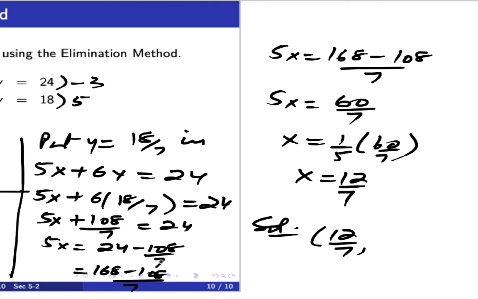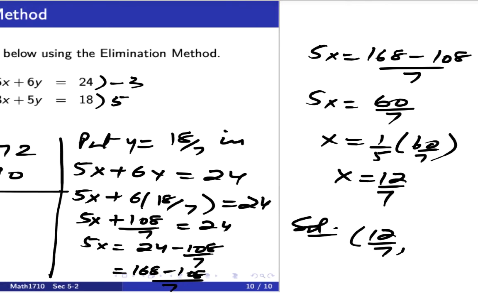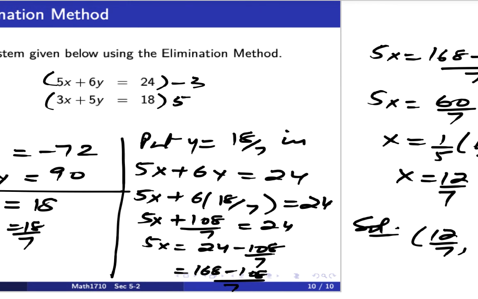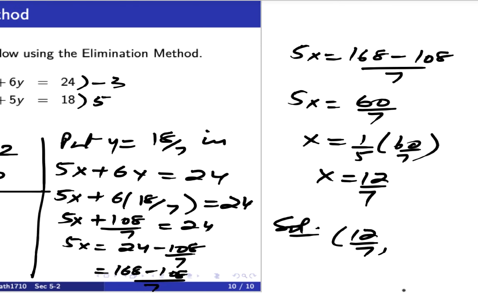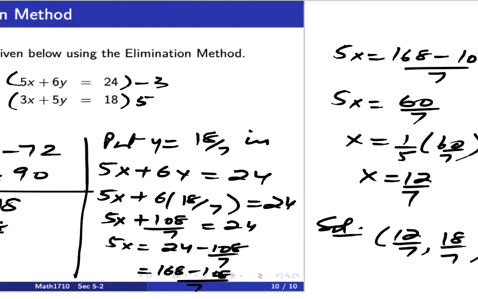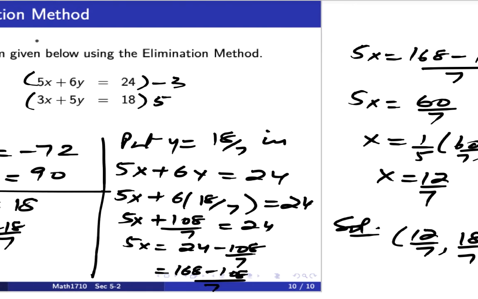So x is 12 over 7, and what is y, guys? y was 18 over 7. So our solution to this linear system is 12 over 7 and 18 over 7.